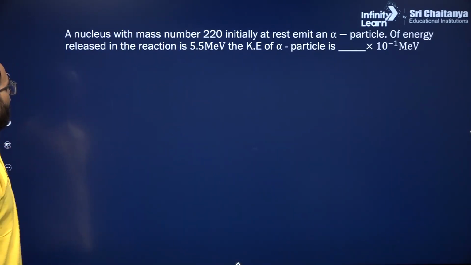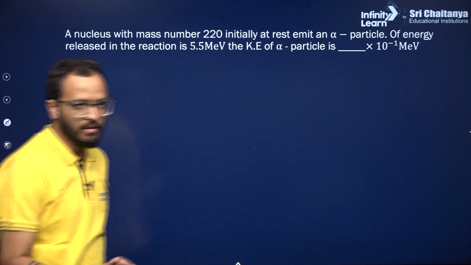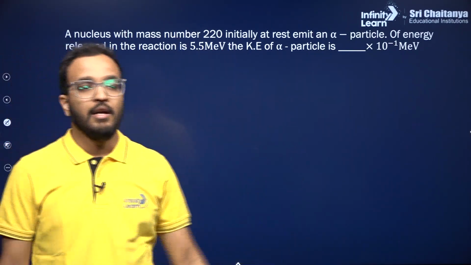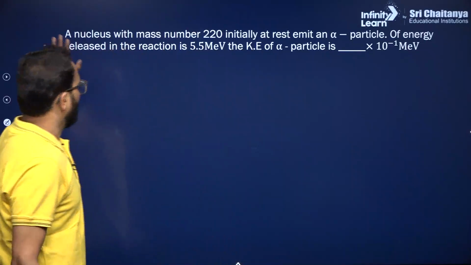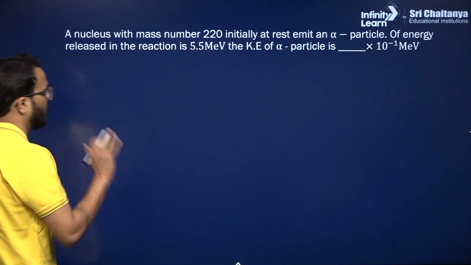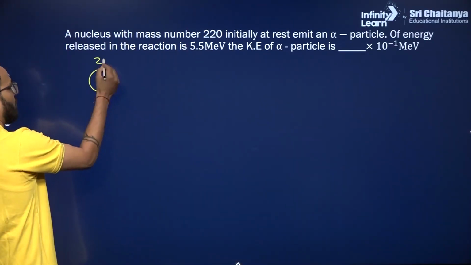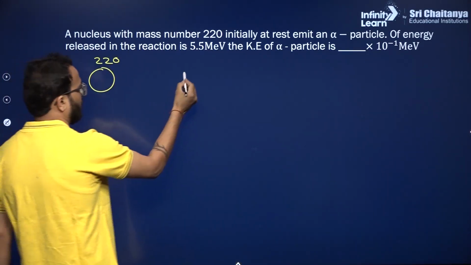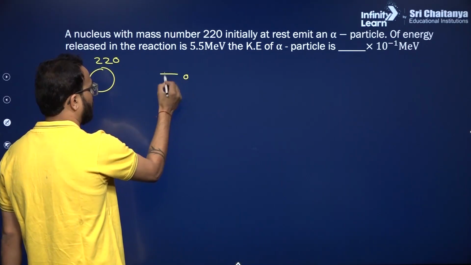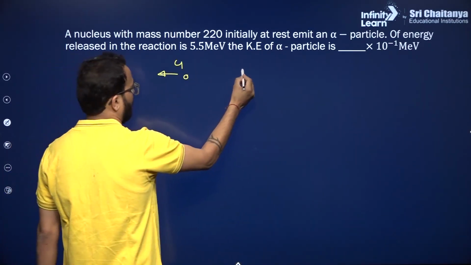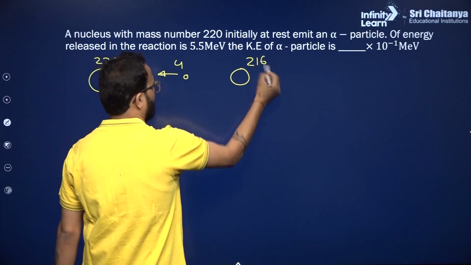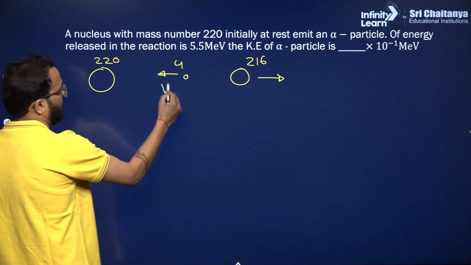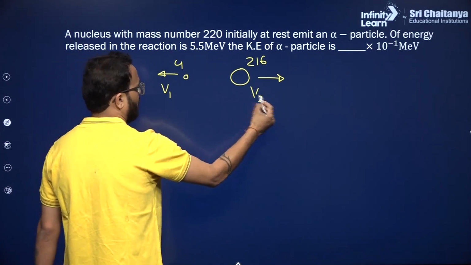A nucleus with mass number. This is an amazing question, a very common question. This has been coming in mains examination lately. Many a times I have seen. So this is a good question, need to remember this. Now let's say a 220 AMU nucleus breaks into 4 and 216. Let's say speed is V1, and its speed is V2.